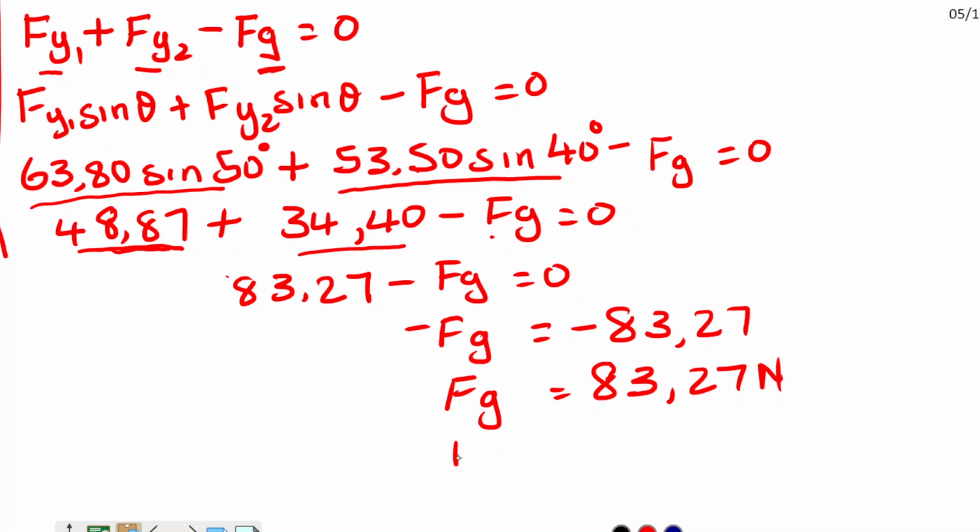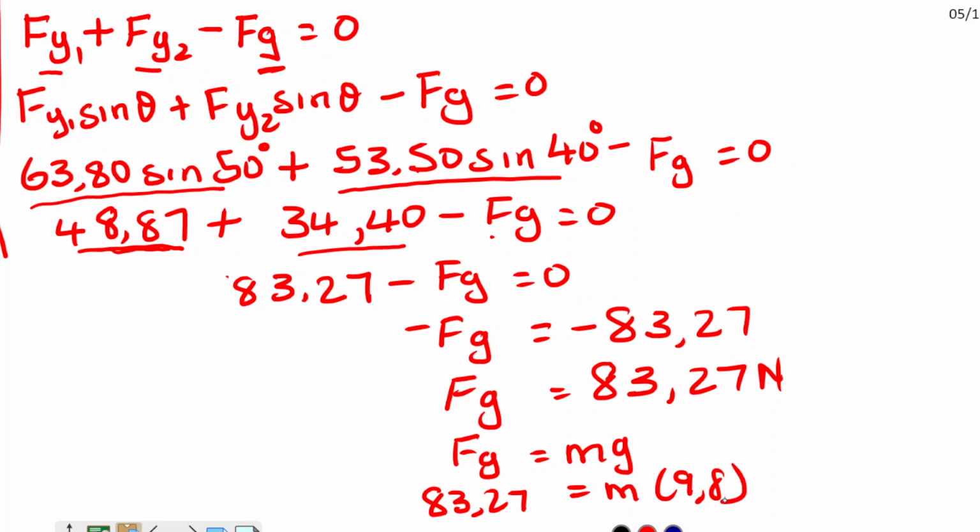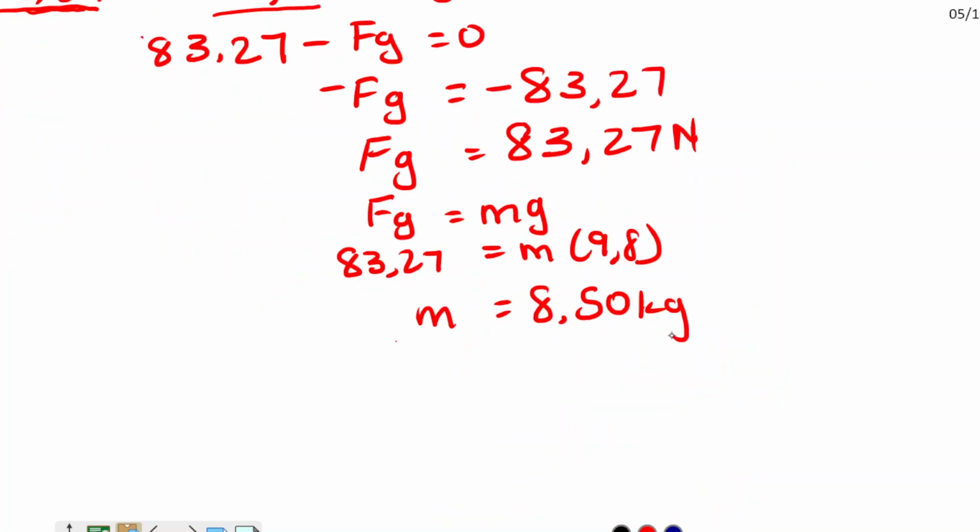So now we say Fg is equal to mg. Then you put 83.27 on this side and divide that by 9.8. You'll get the same answer, which is 8.50 kg. That will be the mass of the box. Now let's do the following question.